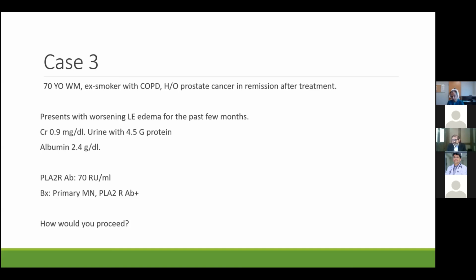So how would people proceed in this particular case? Ahad, what would you do, my friend? Would you treat this patient? Would you watch him for a little bit? Would you use a calcineurin inhibitor, rituximab, or Ponticelli if you were to treat him?